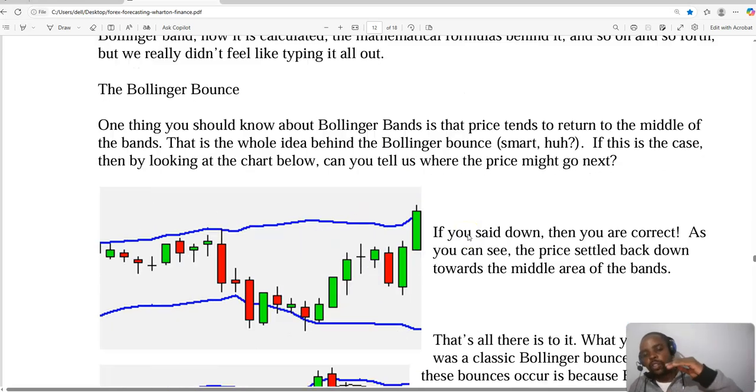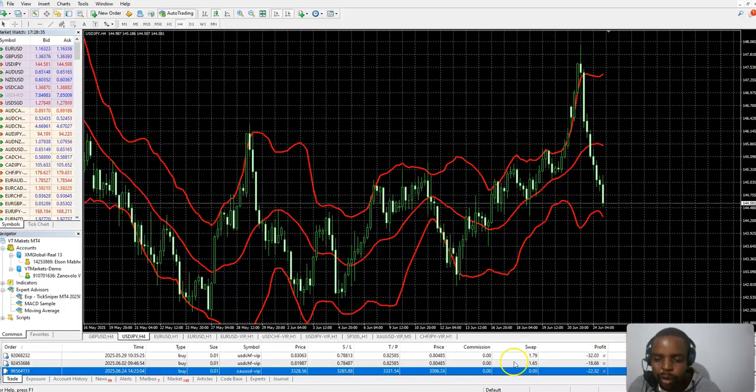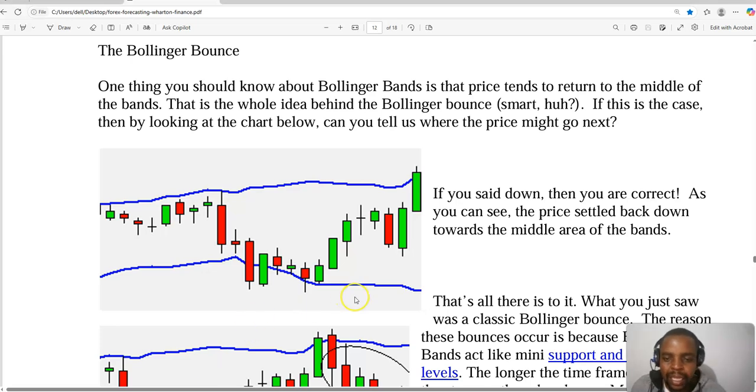So what you must know about Bollinger Bands: you will never see candlesticks go beyond the outside of the Bollinger Bands. It sort of acts as a support and resistance level. You need support and resistance levels. So if you set down, then you are correct.